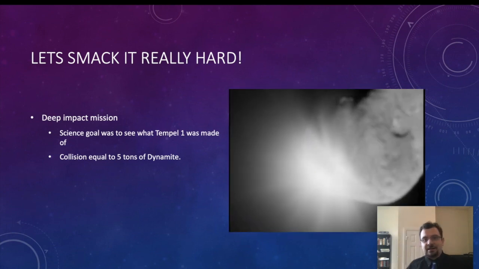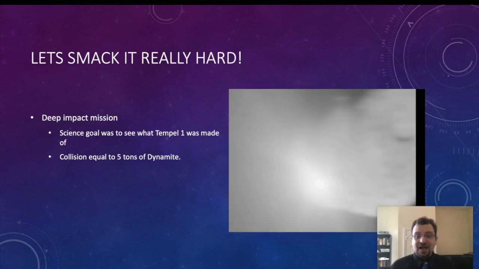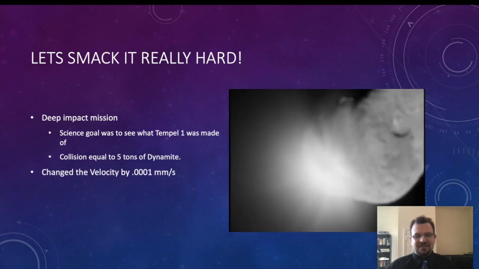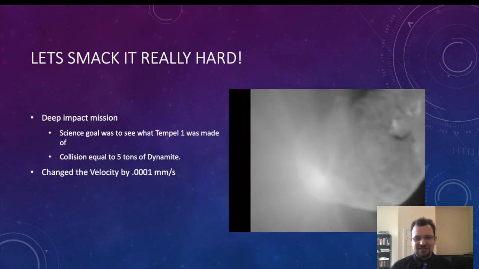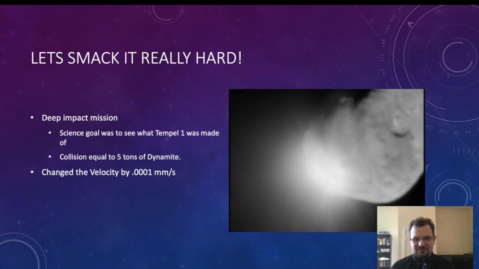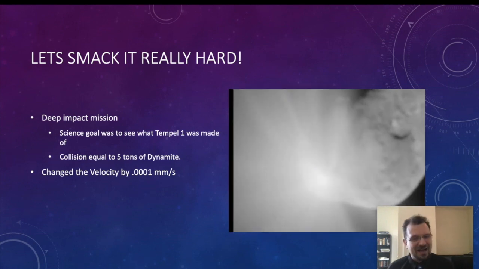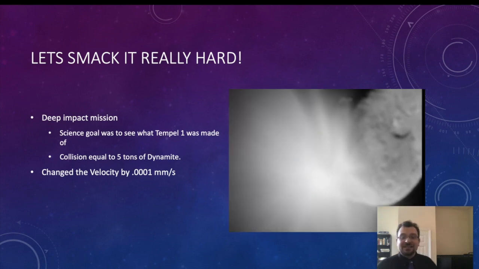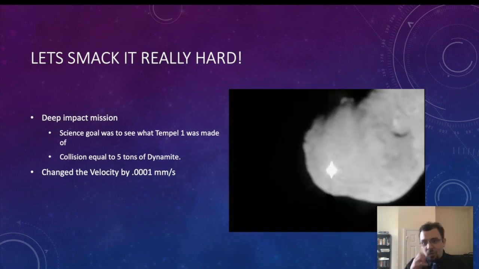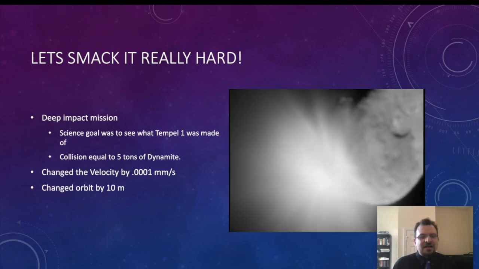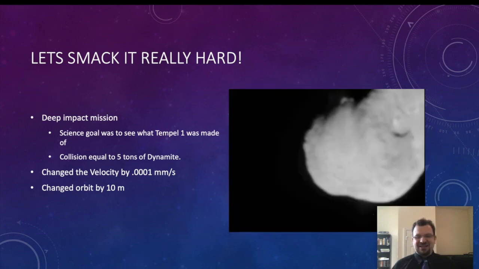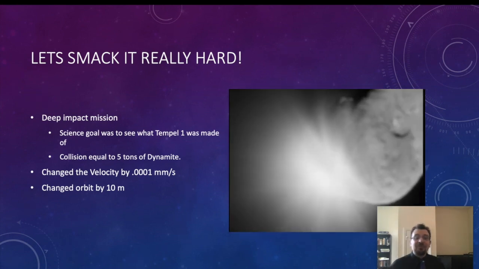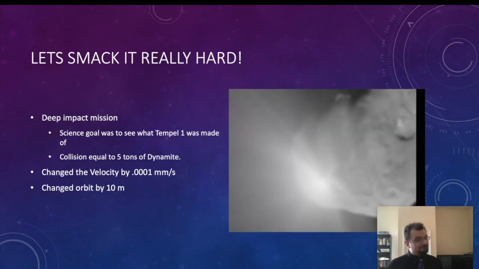So not big, but it exists. And this was enough to change the velocity by 0.0001 millimeters per second. So not much, but it gives us an opportunity to study and see what's going on. And it changed its orbit by about 10 meters. Not enough to keep us safe, but we could imagine scaling this up, maybe.